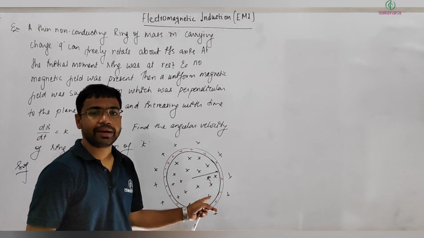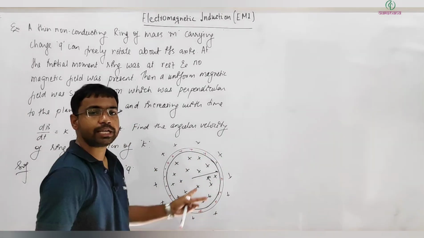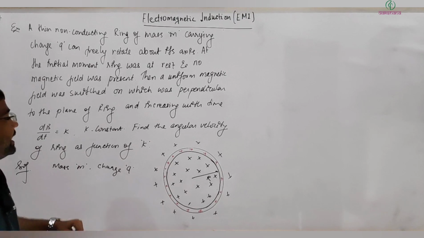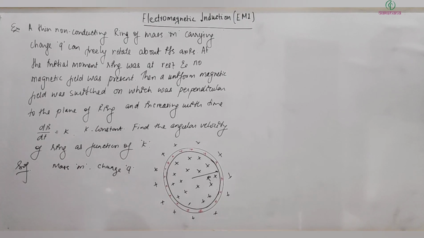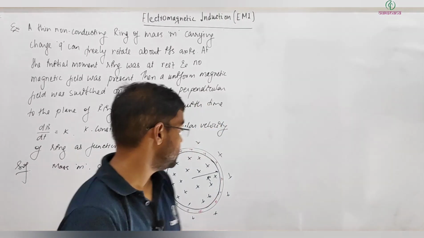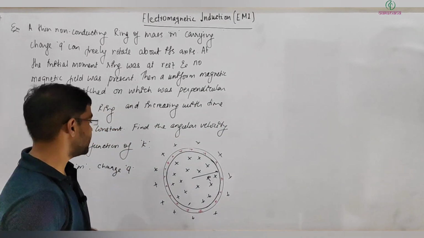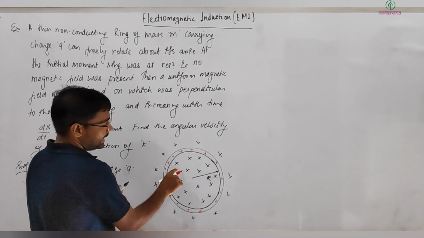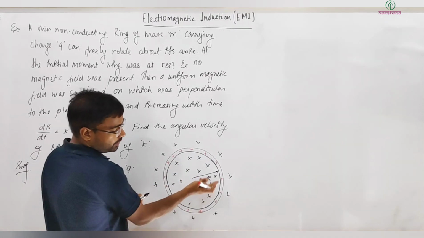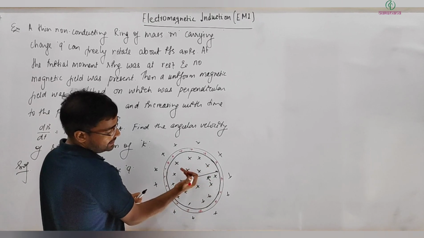So the magnetic field is directed inward, perpendicular to the plane of this ring, and increasing with time. So dB by dt is equal to some constant k. Find the angular velocity of the ring as a function of k. So you are asked to find, once the magnetic field is switched on, the angular velocity of the ring as a function of k. So first thing is, see here, the magnetic field is increasing, so the current should be induced in a manner such that it opposes it.